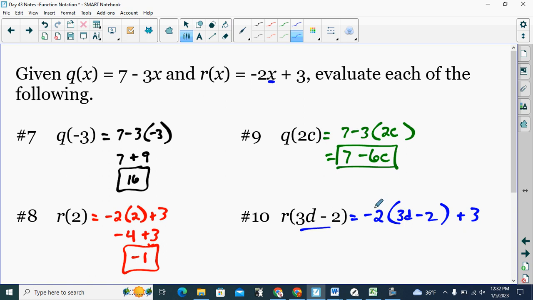And we need to simplify. We can distribute this negative 2. Negative 2 times 3d. Negative 2 times negative 2 is plus 4. Don't forget about this plus 3. I'm just going to bring it down. And now we've got a couple like terms here that I can combine. Negative 6d plus 7.